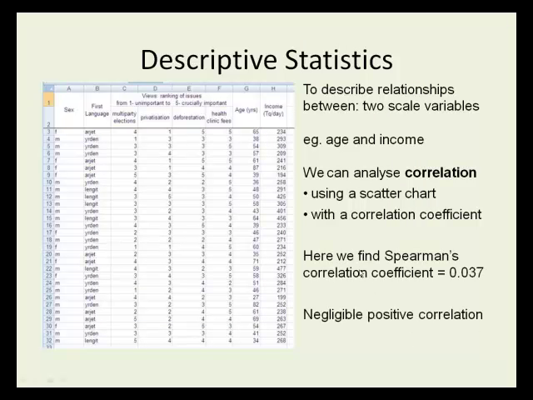So we find Spearman's correlation coefficient is positive 0.037 to two significant figures, and really that's a negligibly weak positive correlation. It's almost nothing really between those two. So very little evidence here of any correlation or any relationship between age and income. So let's look at a couple of other examples of correlation.